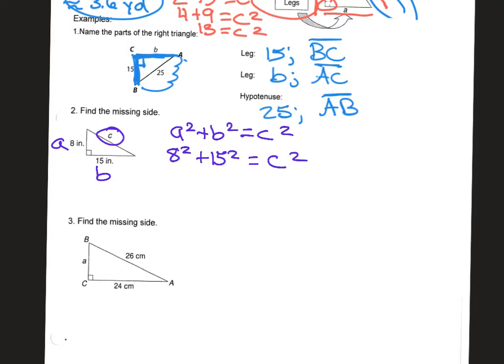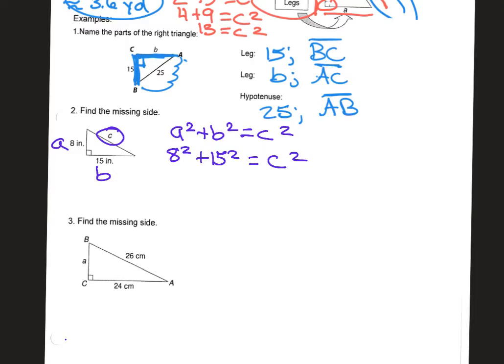We're going to find the missing sides by using Pythagorean theorem. On the first one, I'm going to fill in my formula, A squared plus B squared equals C squared. I know my A is 8 and my B is 15 and my C is unknown. So 8 squared plus 15 squared equals C squared. It doesn't matter which one you call A and which one you call B. I usually make the shorter leg A and the longer leg B, but it does not matter.